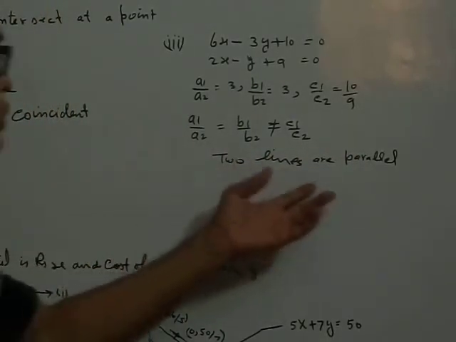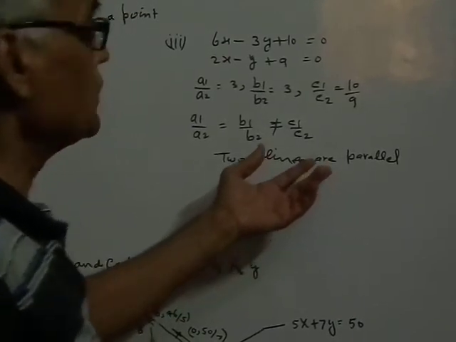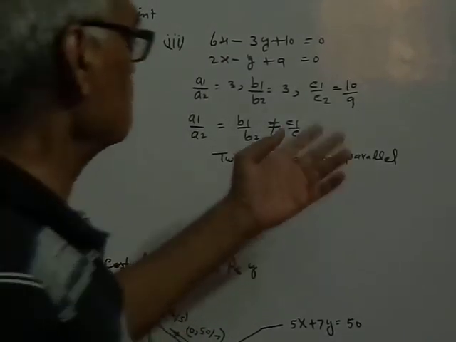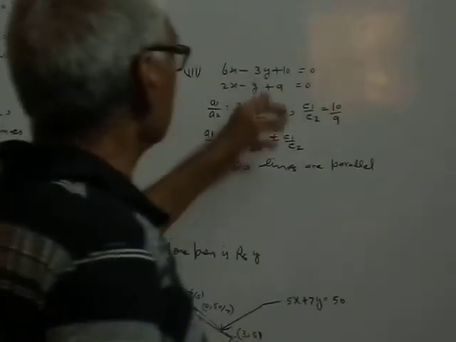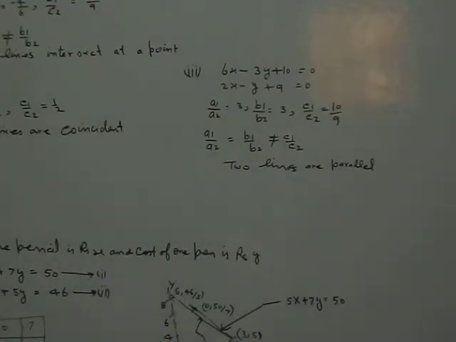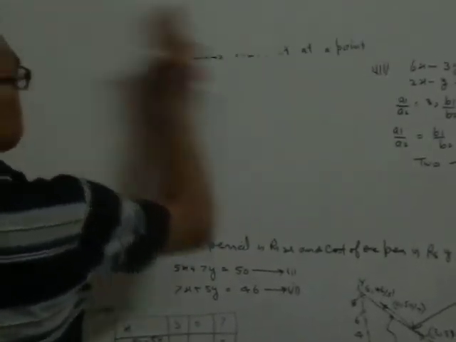So there is no solution because the lines are not intersecting. So these lines will be parallel and both these equations will be inconsistent. Now come to the question number 3.